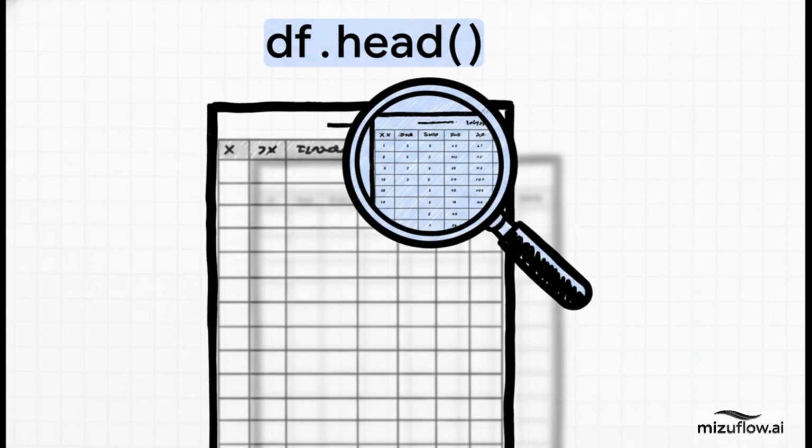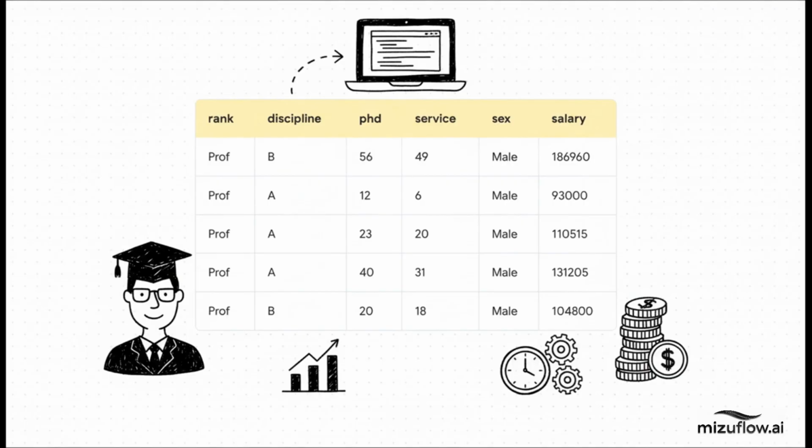So what's actually in this data? Do we have to open up the whole file and scroll through it? No. We just type one simple command, df.head. This is basically like telling Python, hey, just show me the first few rows so I can see what I'm dealing with. And boom, here's what we get back.